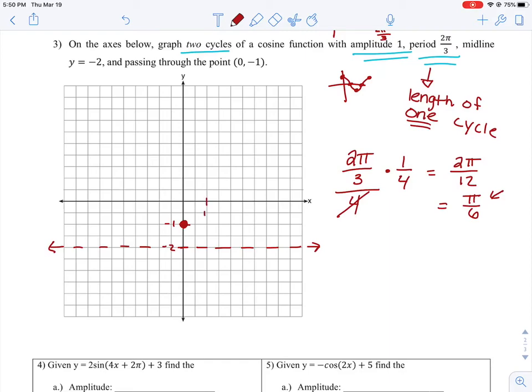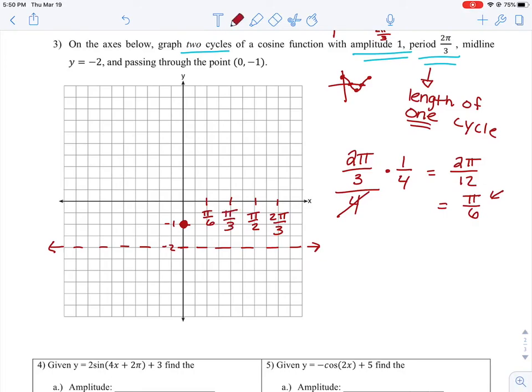So on my first one, I have pi over 6, then I have 2 pi over 6, then 3 pi over 6, 4 pi over 6. Now, if you want to reduce these, you absolutely can. Usually I write them on the side, but I just went right into graphing it. So 2 over 6 could reduce to pi over 3. This can reduce to pi over 2. And this can reduce to 2 pi over 3. Just going to clean this up a little.